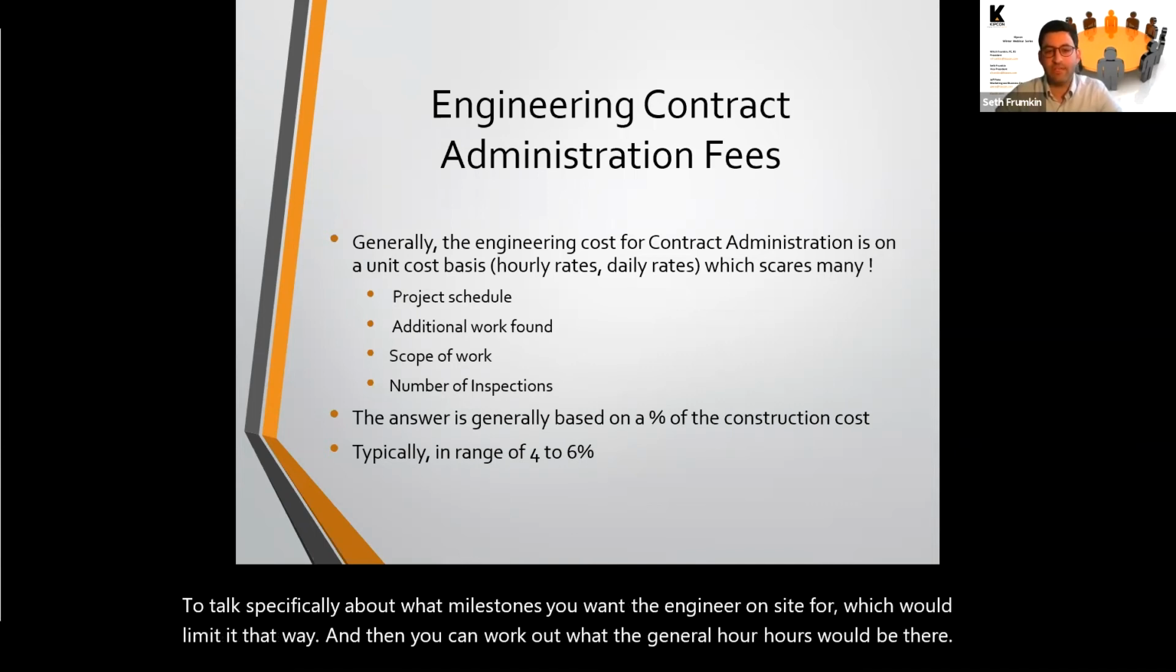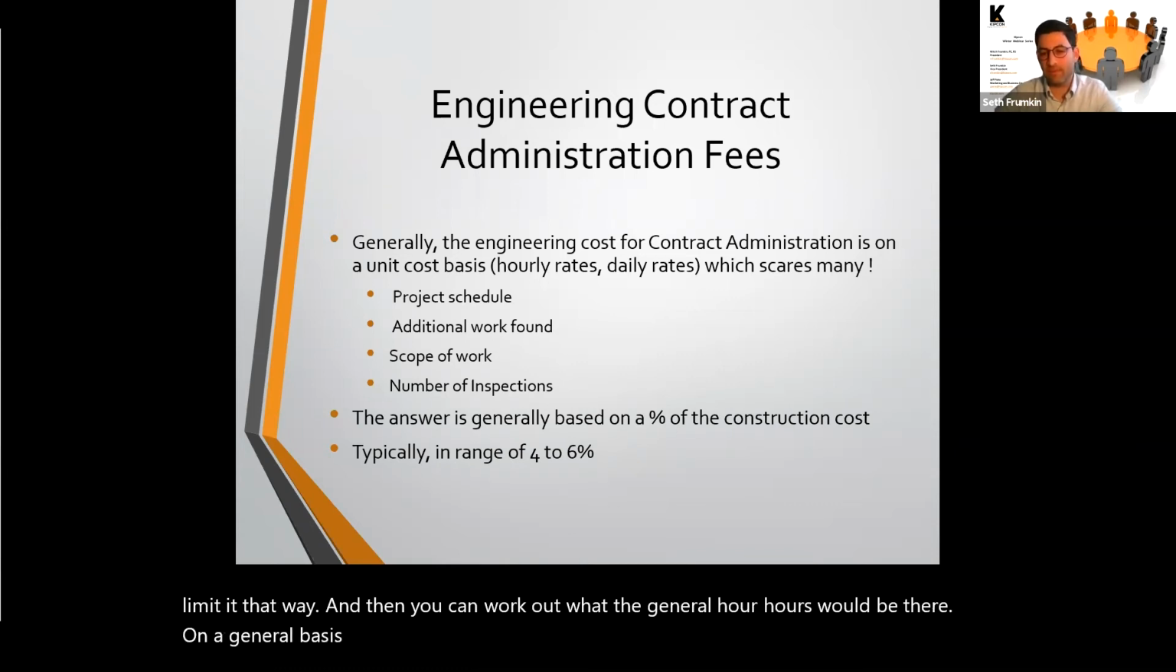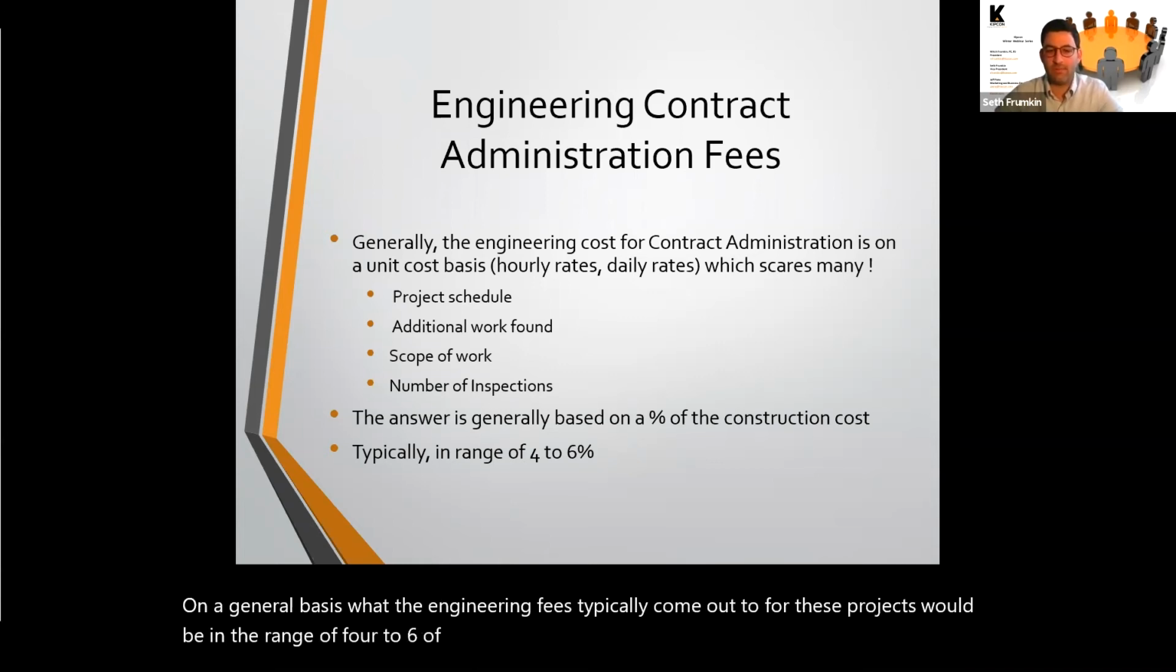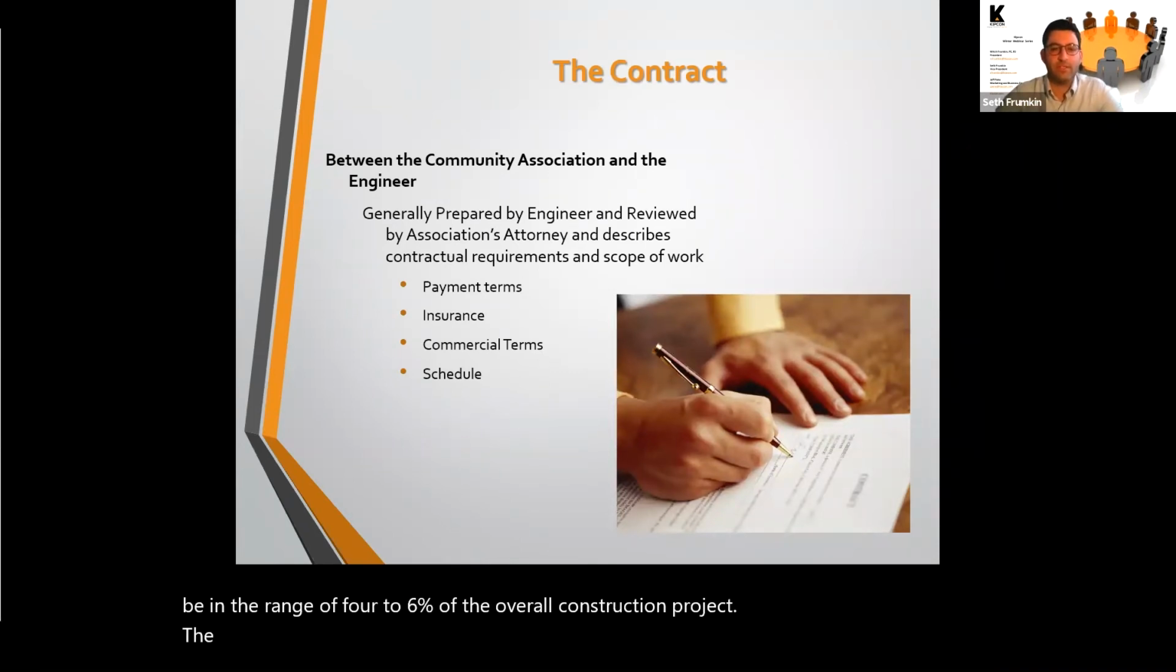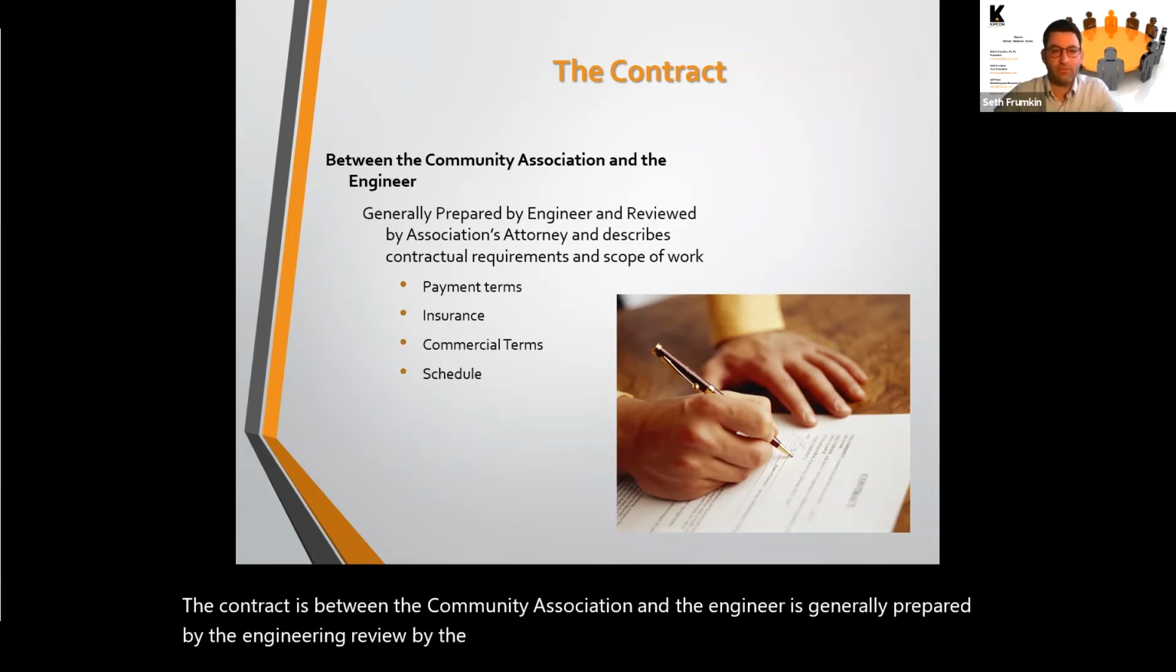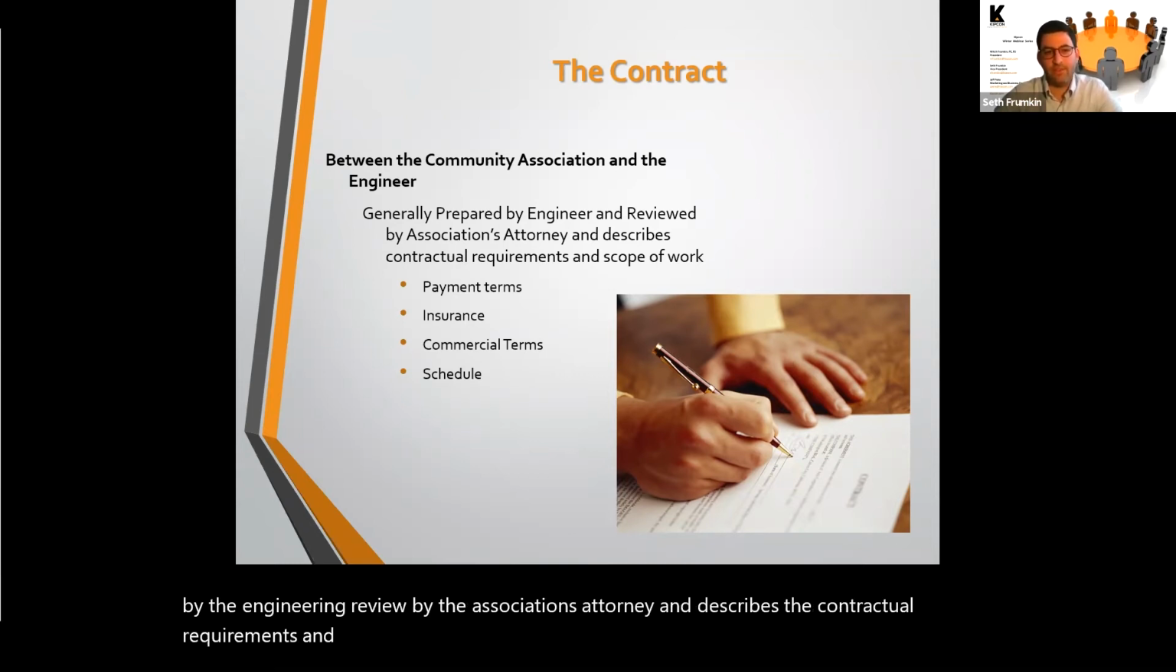On a general basis, what the engineering fees typically come out to for these types of construction projects would be in the range of 4 to 6% of the overall construction project. The contract is between the community association and the engineer. It's generally prepared by the engineer and reviewed by the association's attorney, and describes the contractual requirements and scope of work. You'll have in there the payment terms, the insurances we mentioned before, commercial terms, and the schedule for the project.